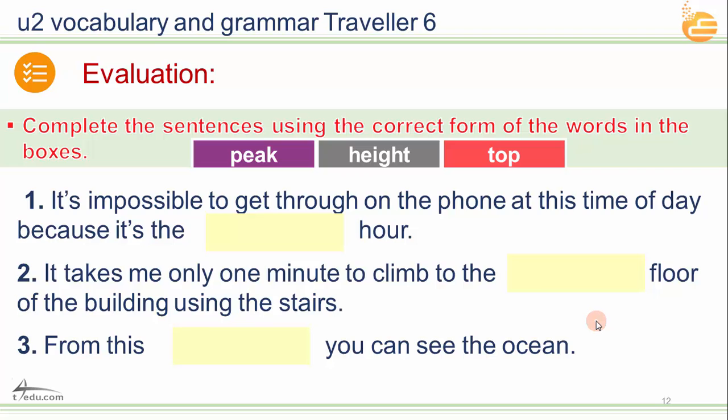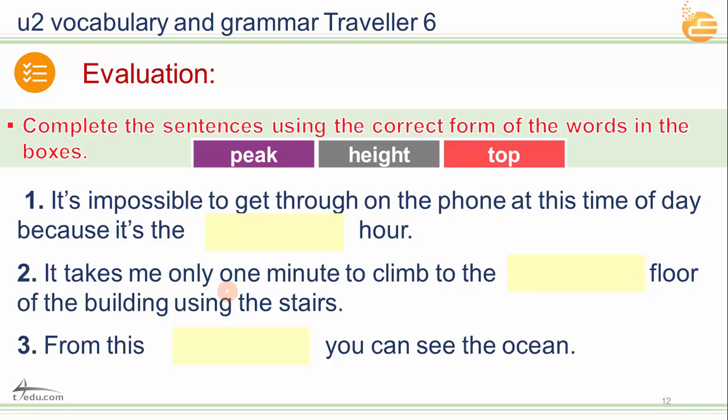So now let's complete the sentences using the correct form of the words in the boxes. We again have in the box: peak, height, top. 1. It is impossible to get through on the phone at this time of day because it's the peak hour, it's the height hour, or it's the top hour. Of course, it's a peak hour. This is why calling somebody at the peak hour is really a big trouble.